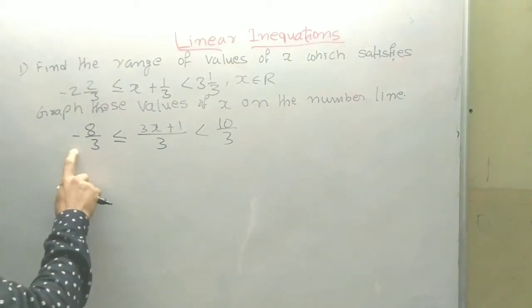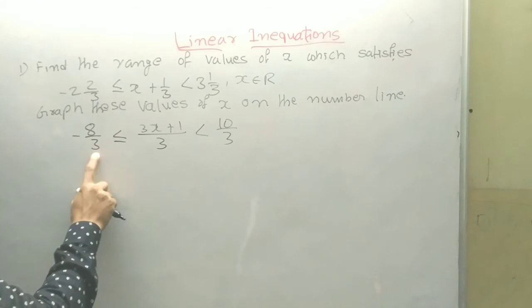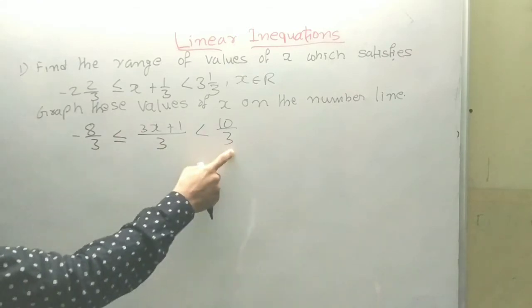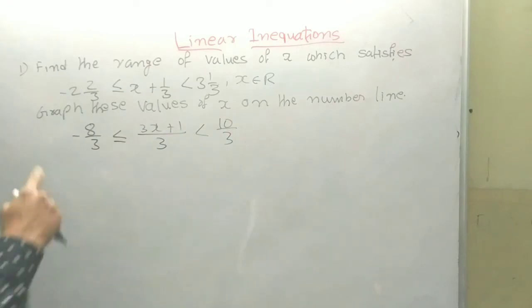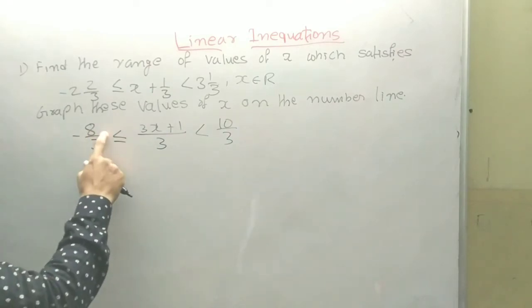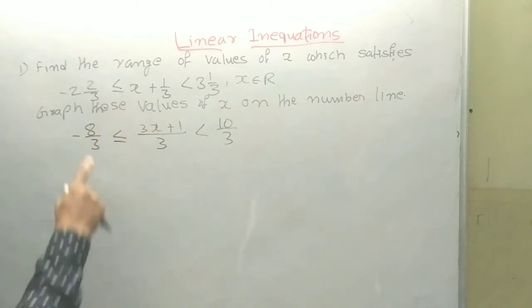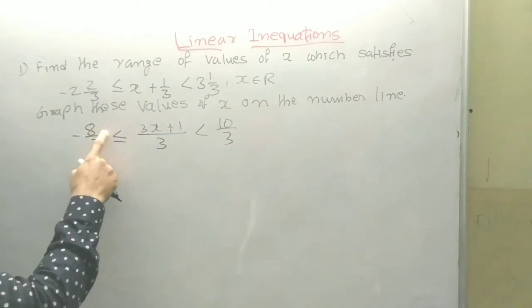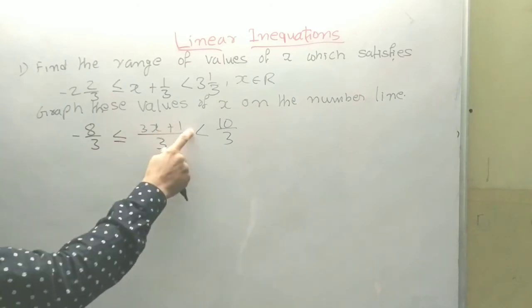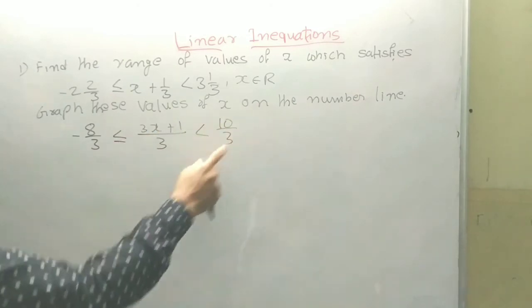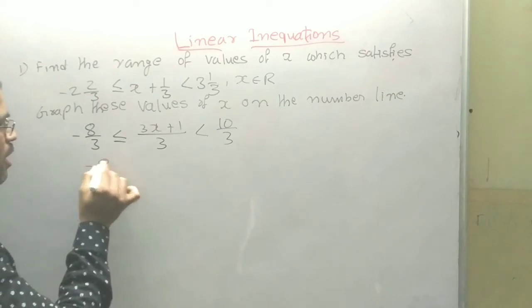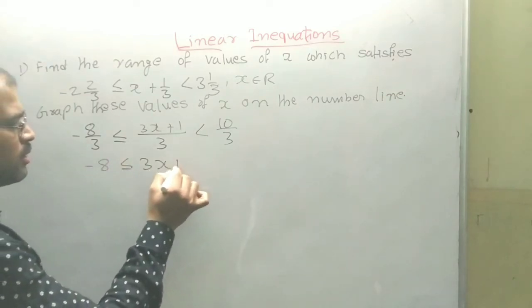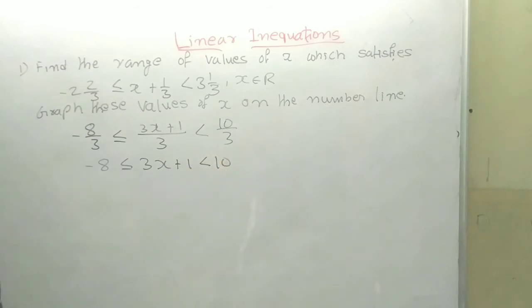Now if you notice this inequation, in all the places the denominator is 3. So that means I am going to multiply by 3 in all the places. When I multiply by 3, the denominator 3 is cancelled. Here also, multiplication by 3, denominator 3 cancelled. Otherwise simply we can say cut the denominator. So now what is going to remain here? Minus 8 less than or equal to 3x plus 1 less than 10.